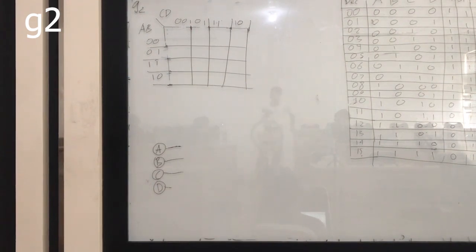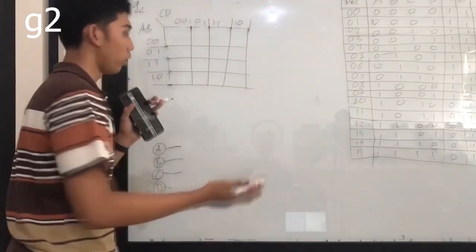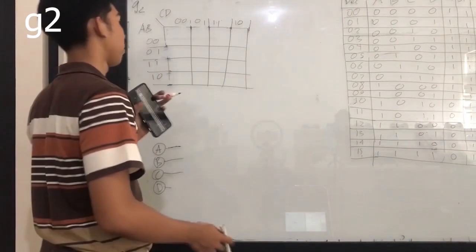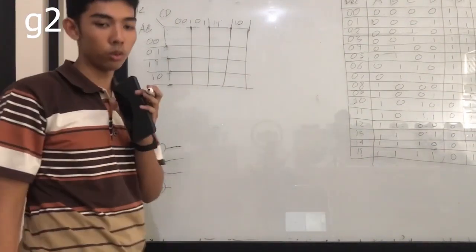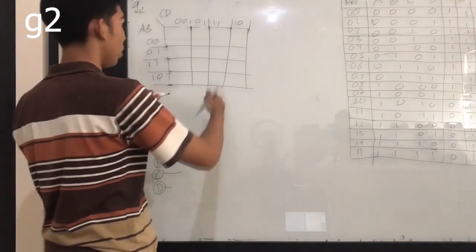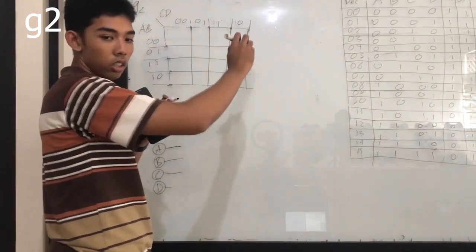Okay, minimize. A, B, C. Should be this. A, not B, not C. Okay, this is G2, let's put that. Okay, this is G2. Let's put the value of the truth table into this. So it should be like this.